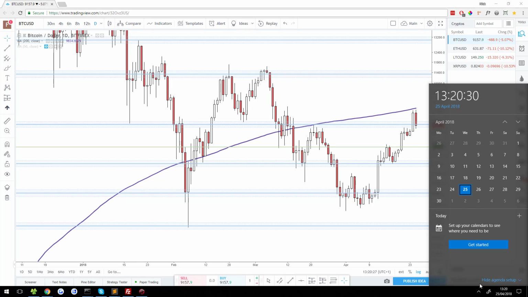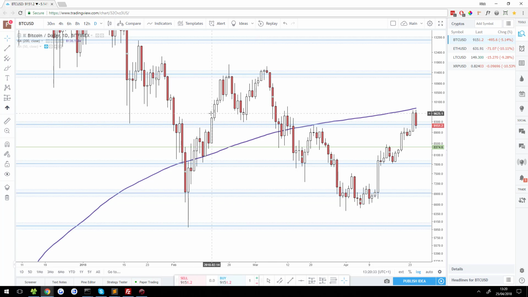Today is Wednesday, the 25th of April 2018, and the time is 13:20 here in the UK. You're looking at a BTC USD chart. In this analysis, we're going to be looking for price action setups on these four crypto pairs. That's BTC USD, Ether USD, Litecoin USD, and Ripple USD.